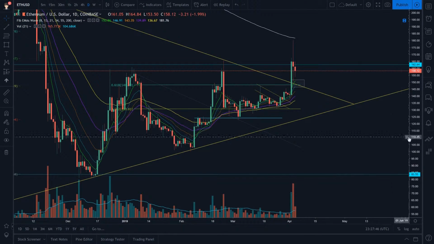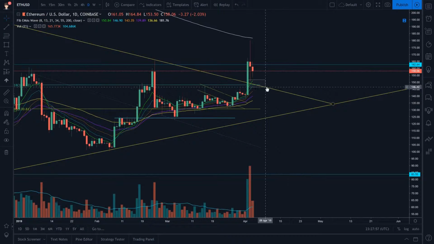So it makes sense that we're just going to come down and hit this level at the 8 EMA, the 13 EMA. I mean, these are still very bullish projections. If we reject off the 8 or the 13, that's a very healthy uptrend.